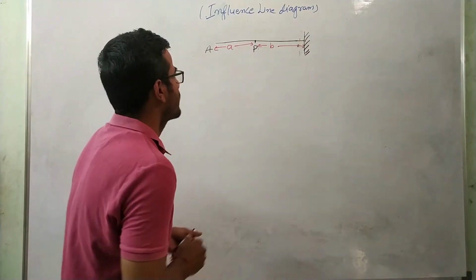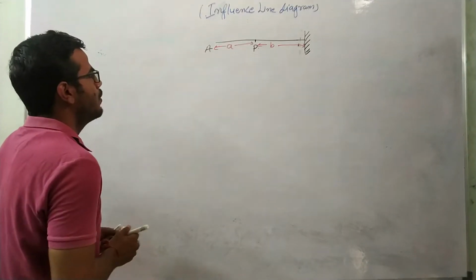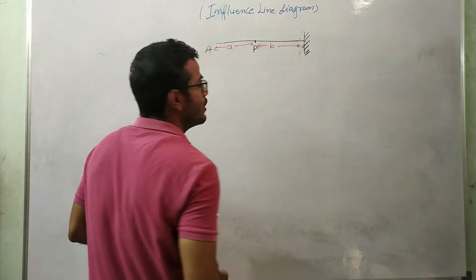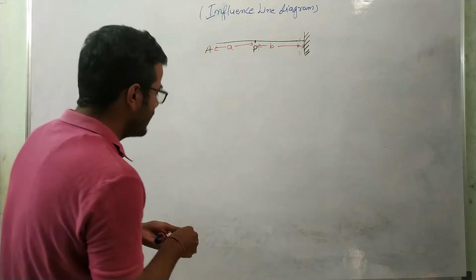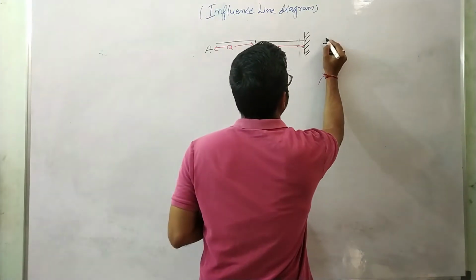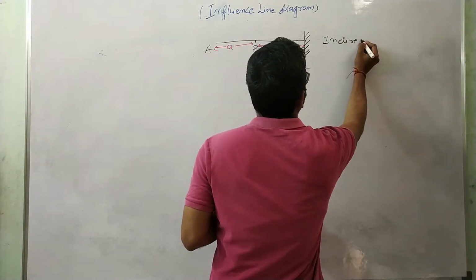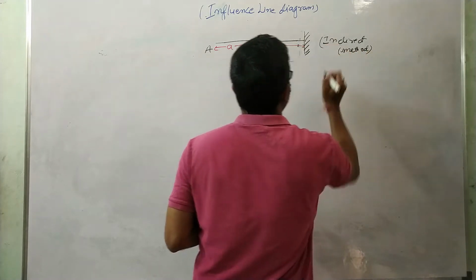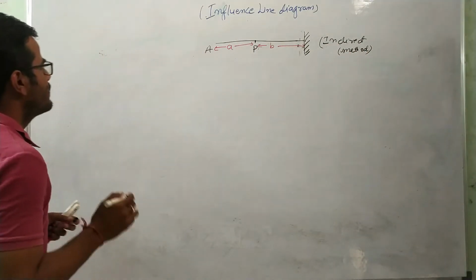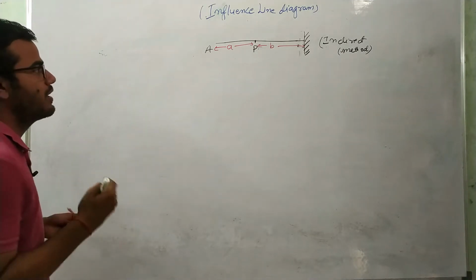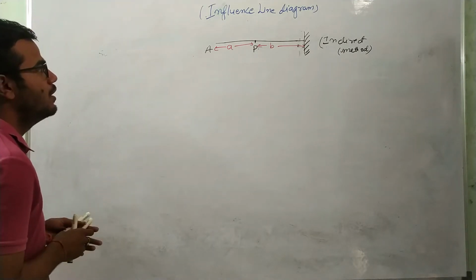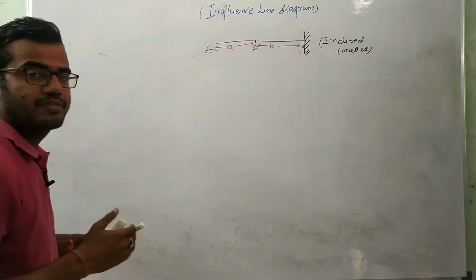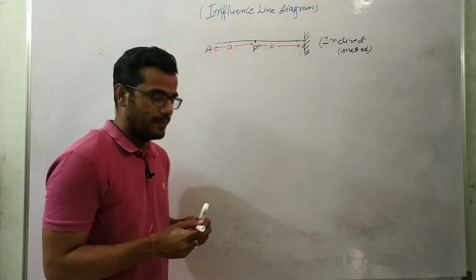We need to solve this problem. We need to draw the ILD of support reactions and the moment and shear force at P by using the Müller-Breslau principle, which is nothing but the indirect method of drawing influence line diagram, right? So first we will see how to find the support reaction by using the Müller-Breslau principle, or you can say by using the virtual work done method, which is a basis of the Müller-Breslau principle.